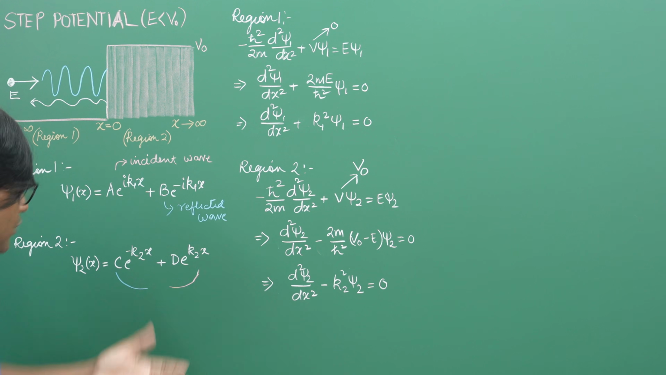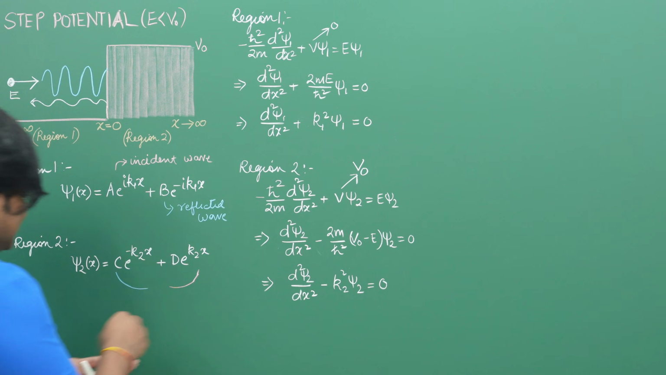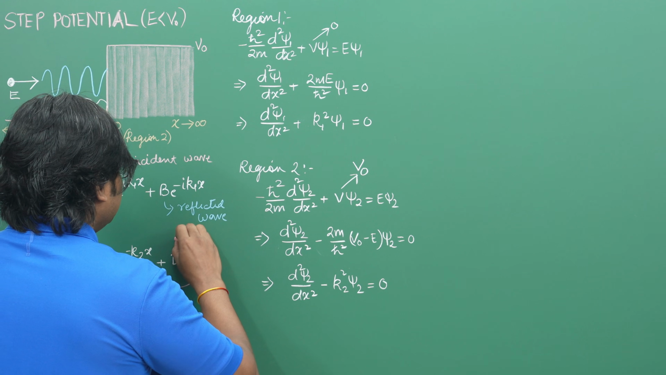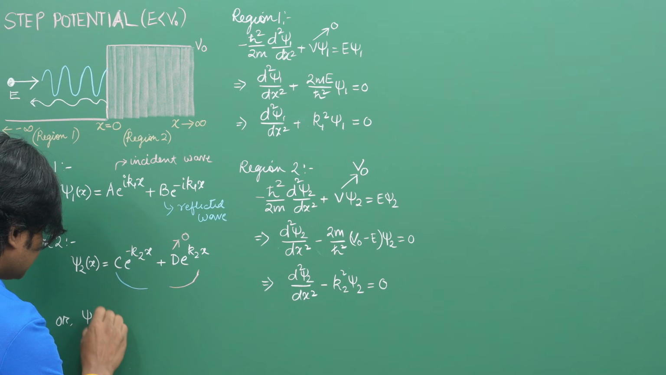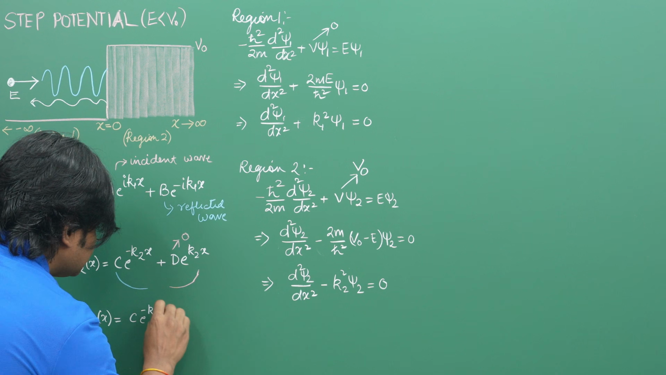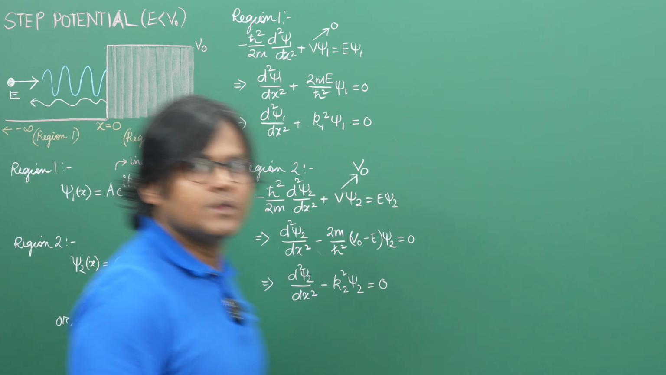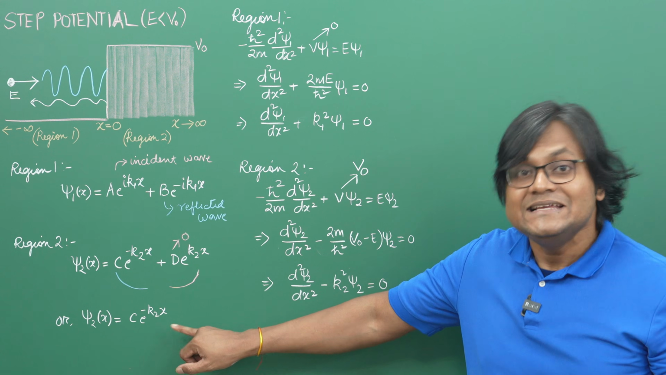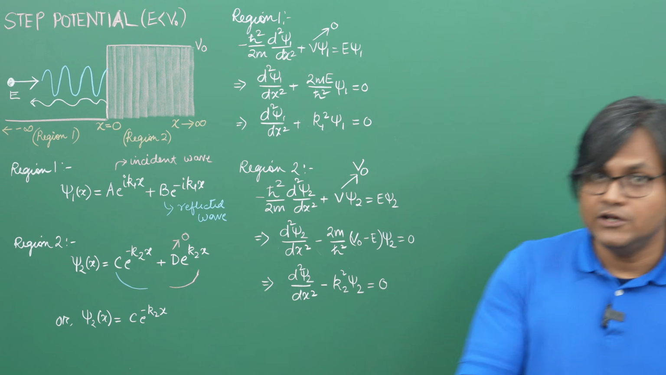So the only way to save ourselves from this kind of catastrophic scenario is to assume that d here is simply equal to 0, this particular constant. That means the only remaining term is psi 2(x) is equal to c e to the power minus k2x. That is the Schrodinger equation solution in region number 2 where the particle's energy is less than the potential barrier. So it is not exactly equal to 0, it is non-zero. Which means that the particle has a probability of existing in region number 2.